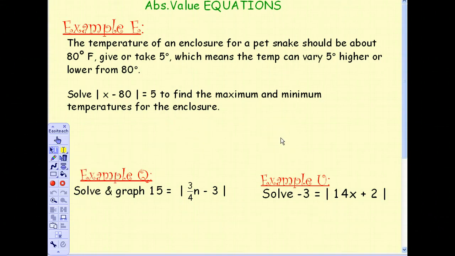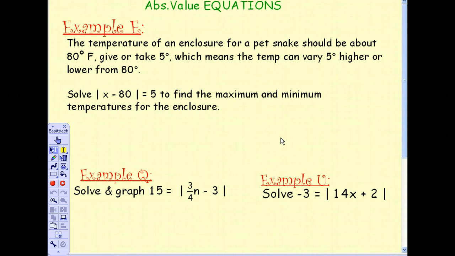Here are the three examples for your notes. Example E, example Q, and example U. E, Q, U for our equation notes today. These are the only examples that we will have for our foldable for this section, so you can space those accordingly. Again, pause the video, copy these down, and then I'll go through the explanations as you take the notes.